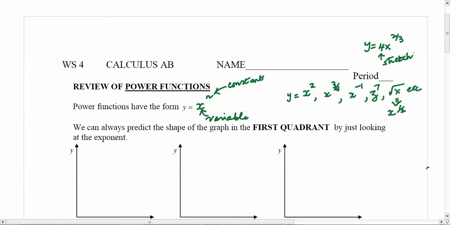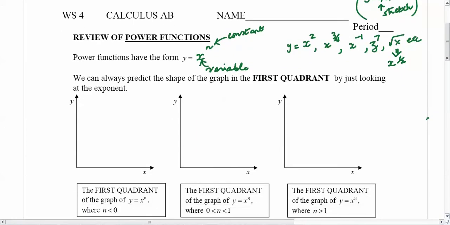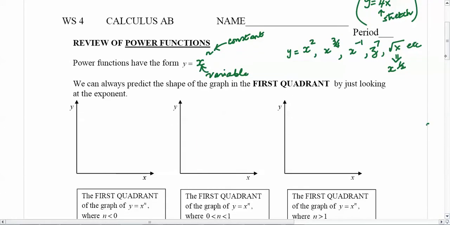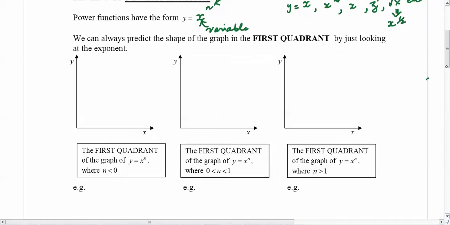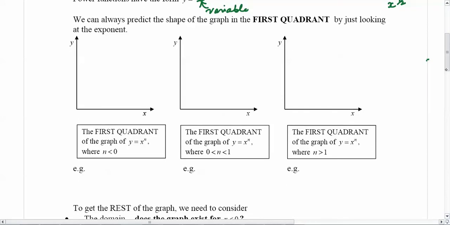In this worksheet, we're going to just focus on the parent power functions without any kind of transformation. But once you can graph the parent function, of course, then you can go ahead and do the transformed graph. What makes power functions easy to graph is that you can always predict the shape of the graph in the first quadrant just by looking at the exponent. So let's have a look at three cases.